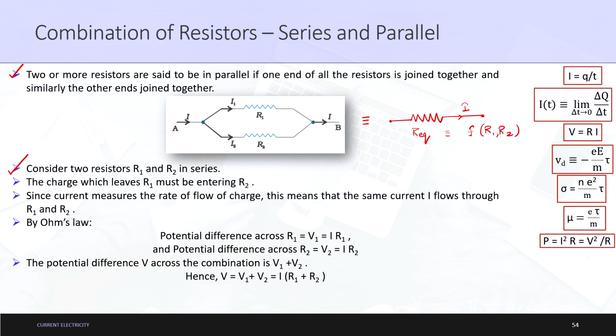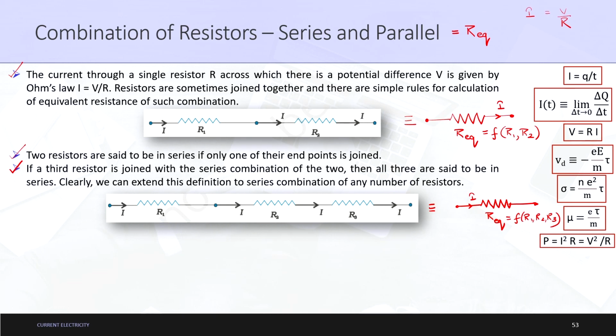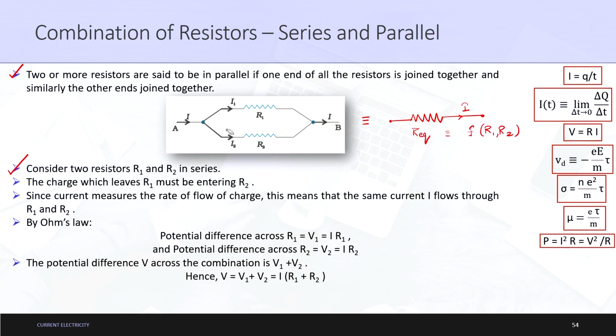Now the charge which leaves R1 must be entering R2, quite evident, because there is no difference. The complete charge which is being obtained here after some time t will be here only. So the complete charge movement is occurring from these two points here. The charge which leaves R1 must be entering R2, quite evident.